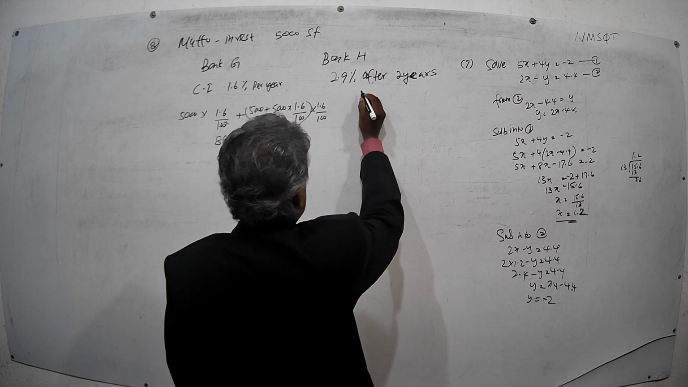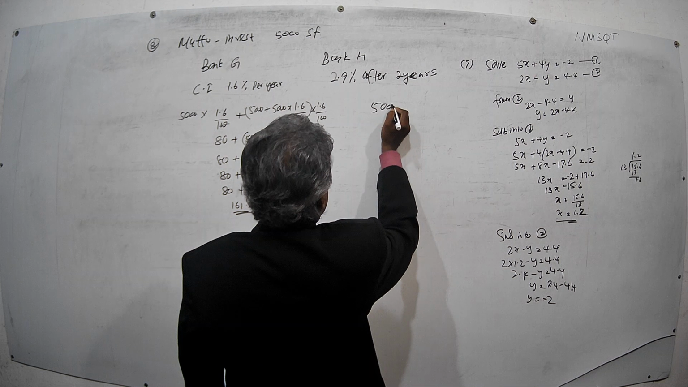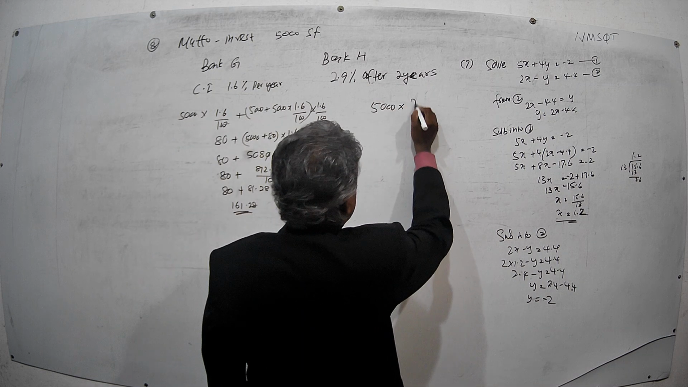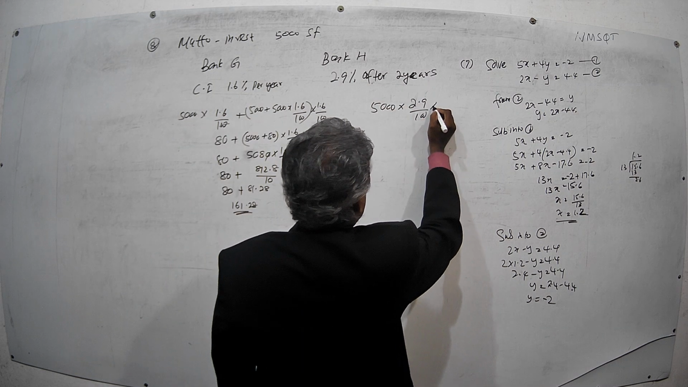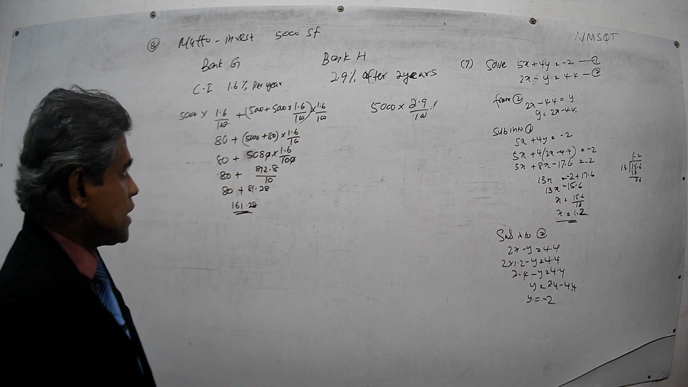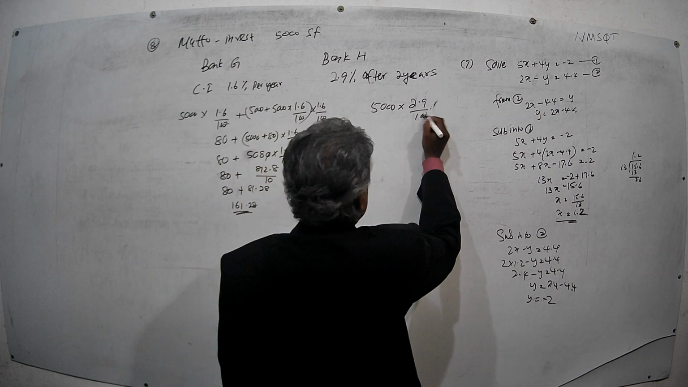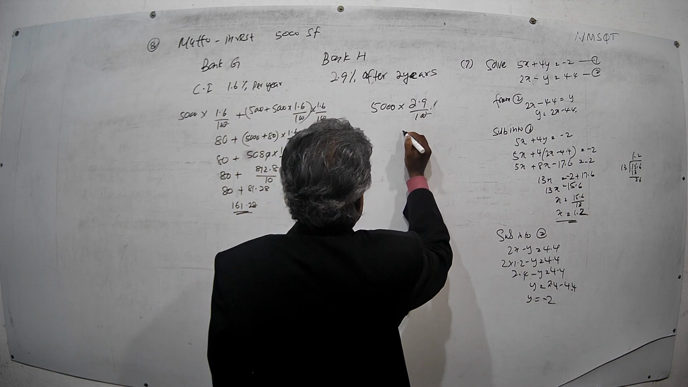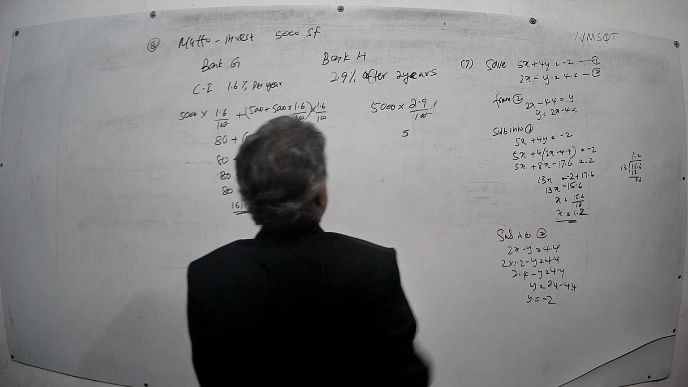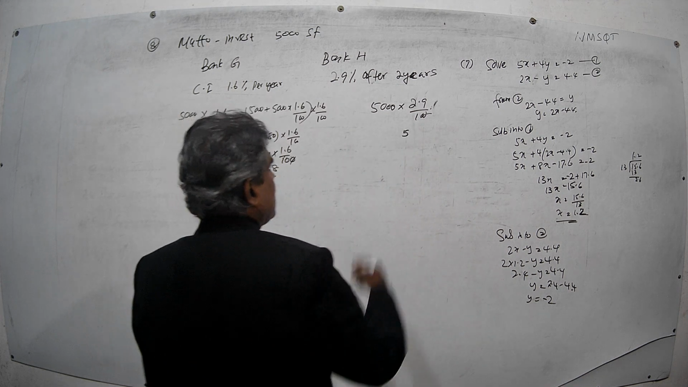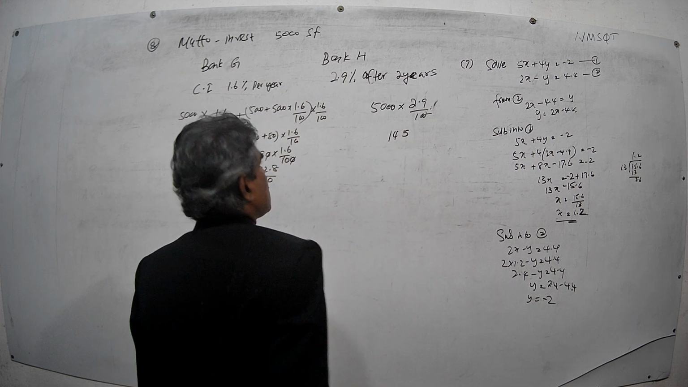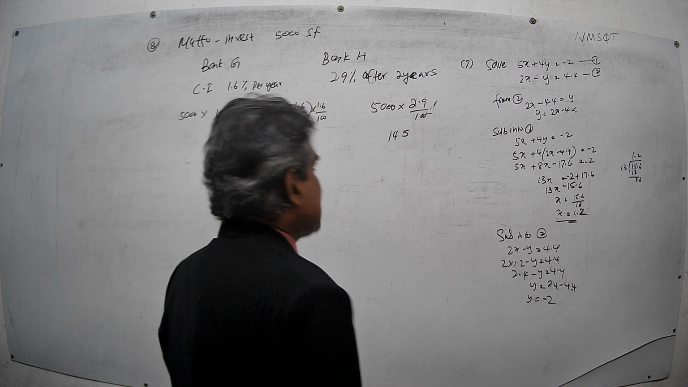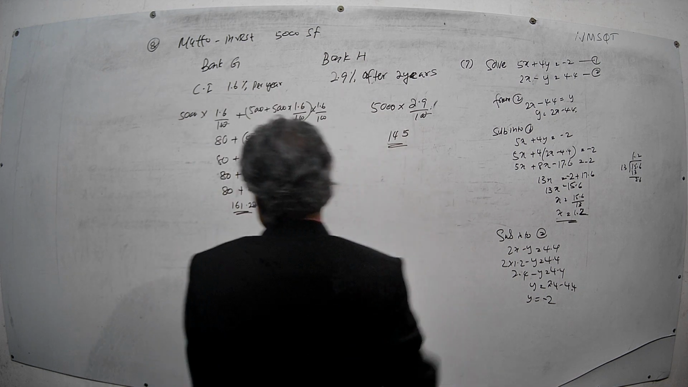Then for this one, you calculate straight away the 5,000 for 2 years. This is not compound interest, this is simple interest. 2.9 over 100 into 2 years. So 2.9 percent is for 2 years. Then you calculate this: 2 zeros go, then 5 times 9 is 45, 4 is carried. 5 times 2 is 10, plus 4 is 14. You get 145.